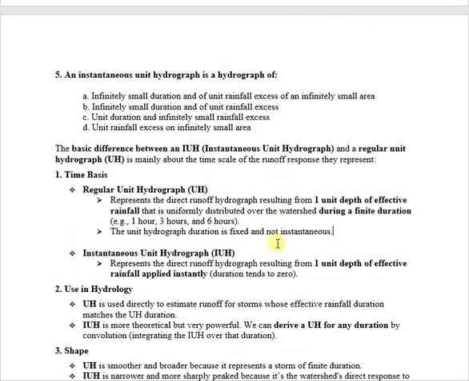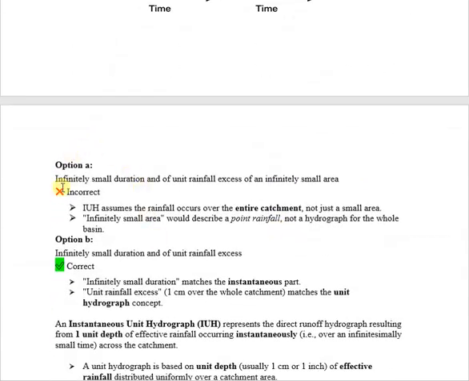Based on this description, when we look at each option, option A says infinitely small duration and of unit rainfall excess of an infinitely small area. This is an incorrect answer because it says infinitely small area. In the case of the instantaneous unit hydrograph, there is no area boundary, but it is a unit rainfall excess that occurs through the entire catchment. So infinitely small area doesn't represent the instantaneous unit hydrograph.